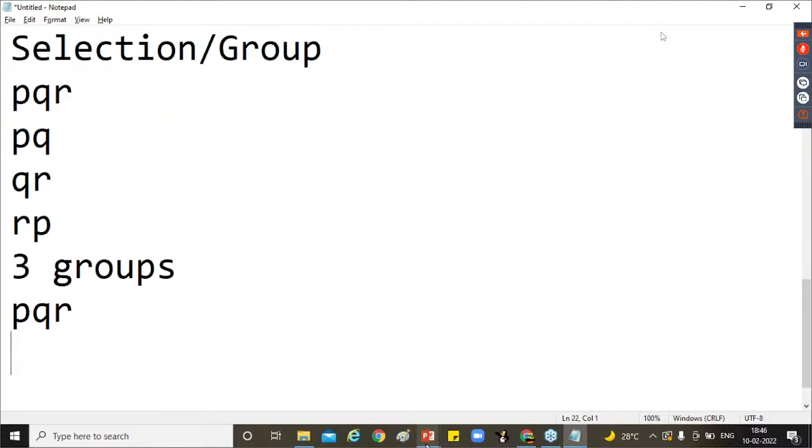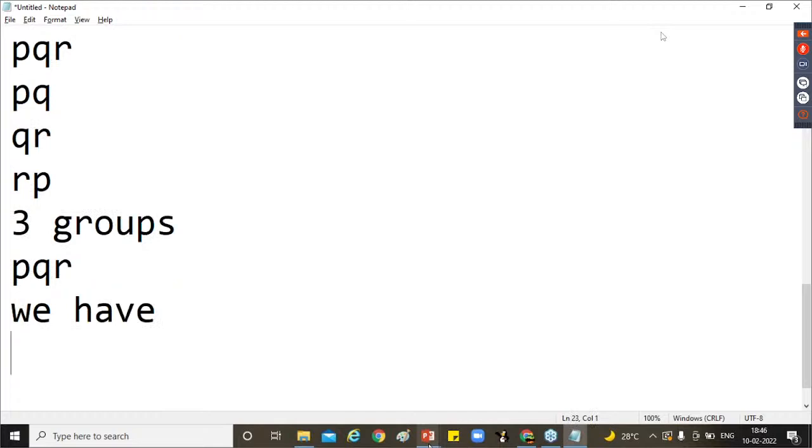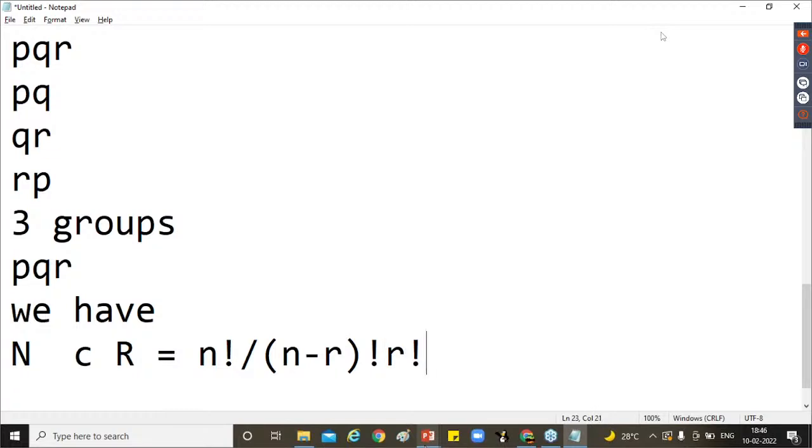That is the reason we have to form only different groups. Example, if we have to take 3 persons at a time, PQR is the only group. Don't take QPR, don't take RPQ, don't take RQP. The persons in the group are the same. As we know, we find different groups using nCr. nCr is equal to n factorial by n minus r factorial into r factorial.